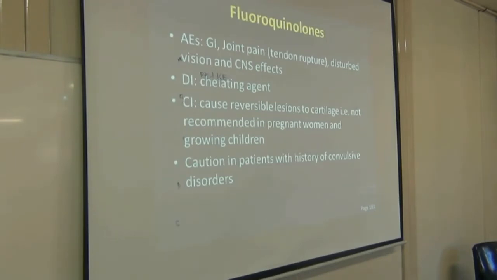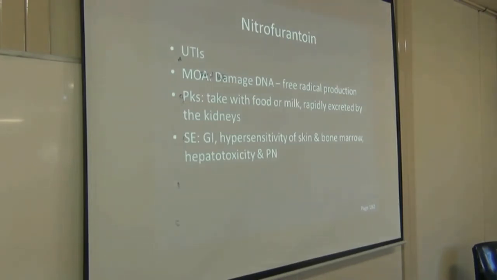Similar to tetracyclines, it's also a chelating agent, so you cannot take it with antacids and iron and those supplements. Also, caution in patients with a history of convulsive disorders. The one that you can use as an alternative for UTIs instead of ciprofloxacin is nitrofurantoin. Okay. It also causes damage to DNA through free radical production. Okay. Usually you need to take this with food, and it's got some general side effects as well that you can read through on page 182.